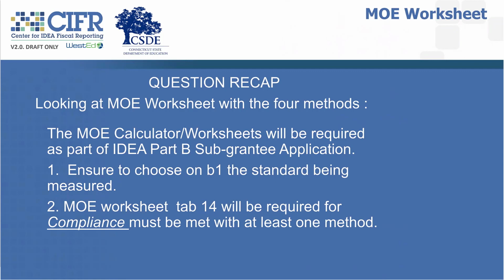So the MOE calculator will be required as part of your application. The MOE calculator is going to be uploaded as part of the eGrant. You're going to ensure that you toggle B1 on the MOE calculator for the blue tab for the standard being measured. The MOE worksheet tab 14, again, is the compliance for 1819 we'll be looking at. And it must be met in at least one method.